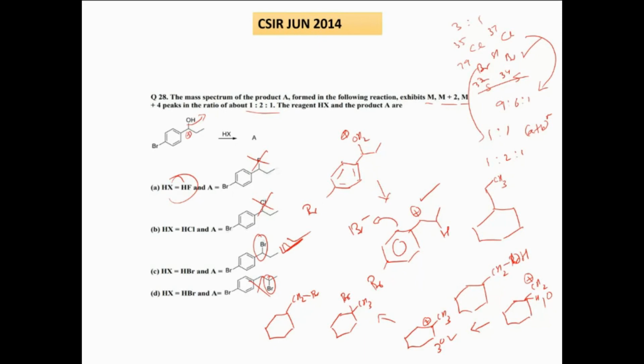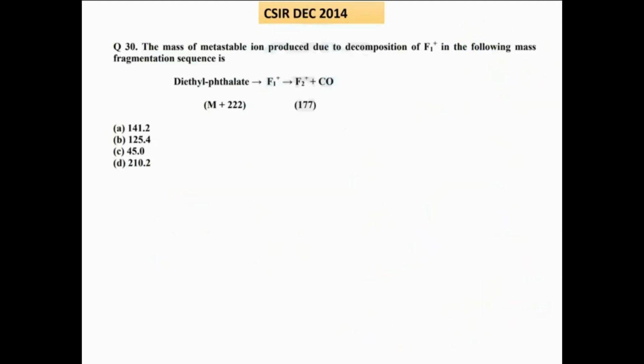So based on m plus 2, m plus 4, 1:2:1, option A and option B are eliminated. Based on simple reaction mechanism concept, we are removing option D. So you have answer C as the answer. Is this clear, guys? Yes? Okay. Next problem.